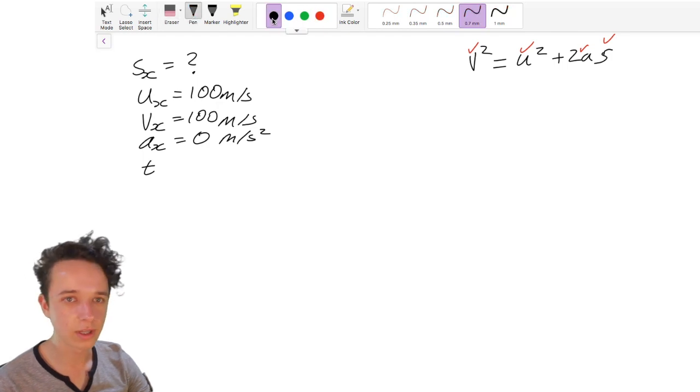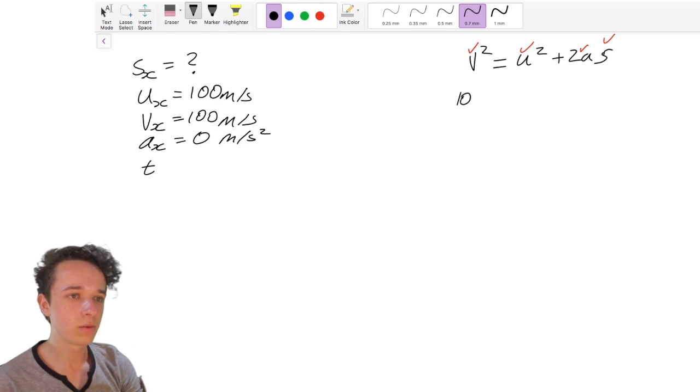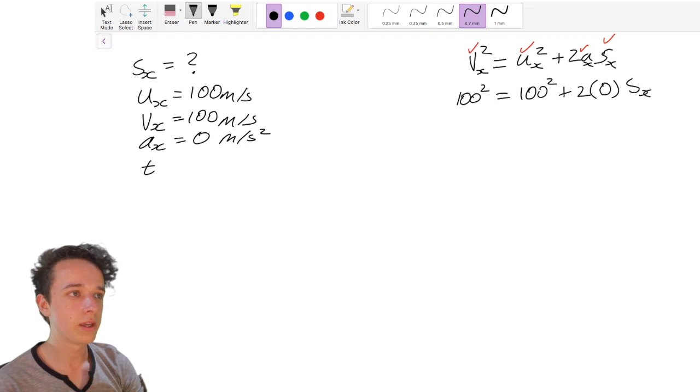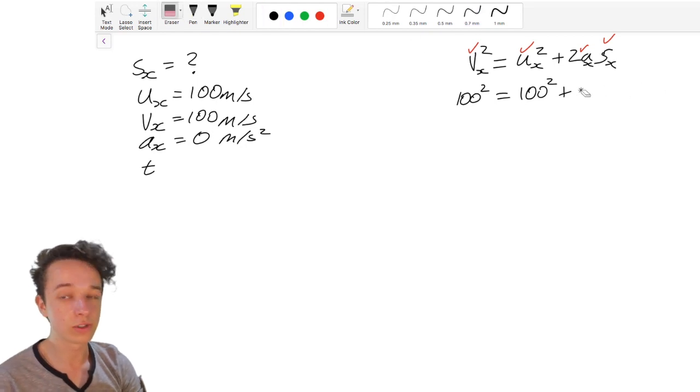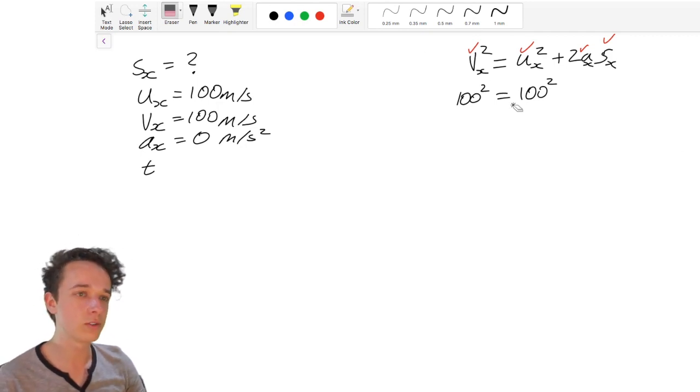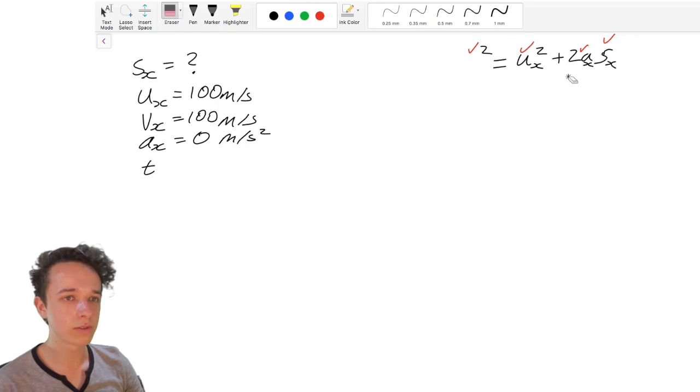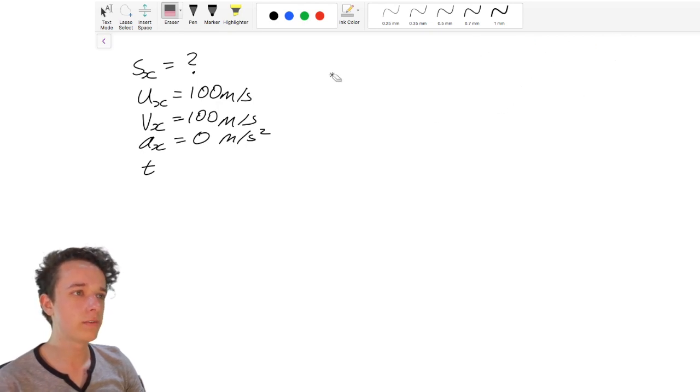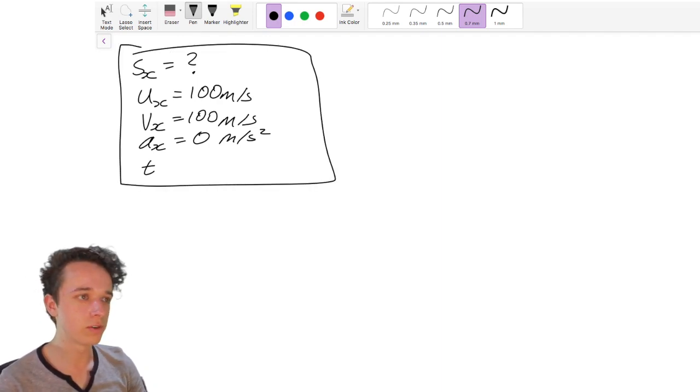Thing is, this is all useless, because if we sub the values into this equation, assuming this is all x, 100 squared equals 100 squared plus 2 times 0 times Sx. And that 0 is going to wipe out Sx, which is the thing that we're trying to find. Now we've just proved that 100 squared is equal to 100 squared, and that's useless. So we don't have enough data from just the x component in order to solve this.